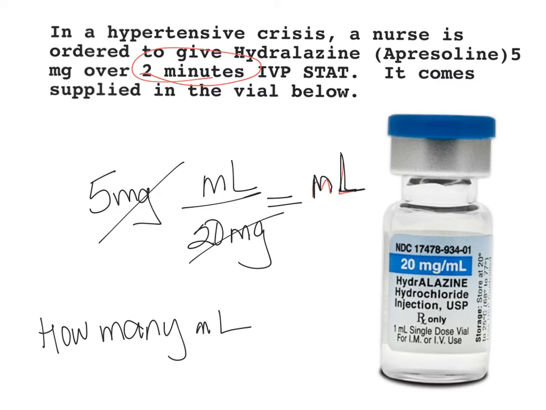So you end up with 5 ml over 20. When you want to simplify the rest of that problem, you end up with 0.25 ml, okay? Because we're going to divide 5 by 20. 5 divided by 20 equals 0.25.